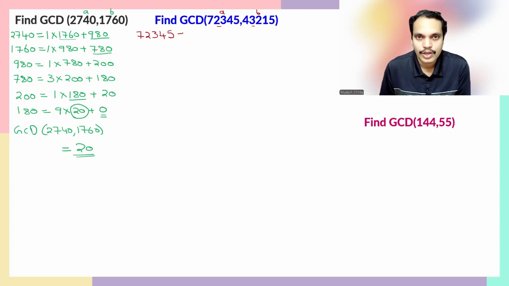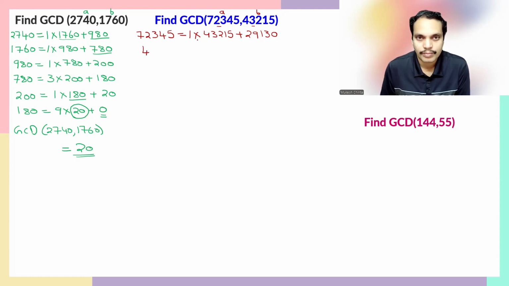72,345 is equal to, you divide A by B. Once again, I am getting the quotient as 1 into 43,215 plus what is the remainder. I have done these calculations already. If I were you, I'll be a little bit cautious and take my time to do these subtractions and multiplications carefully, because most of the students make silly mistakes here. This is the remainder that is left. Once again, as the remainder is non-zero, I continue my calculations.